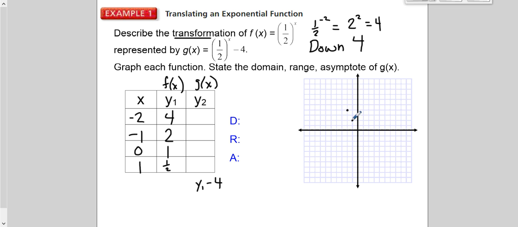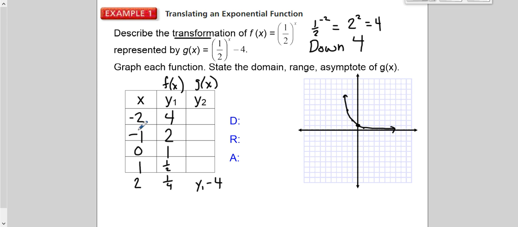This is the parent function that we started with, or the starting function. Goes through 0, 1 again. Not going to cross that x-axis, so be careful with that. So think about if we went one more number and we did a 2. 1/2 squared would be 1/4. 1/2 cubed would be 1/8, then 1/16, 1/32. It's going to get closer and closer and closer to 0, but it's not going to touch 0.